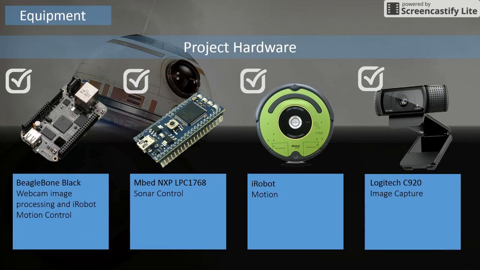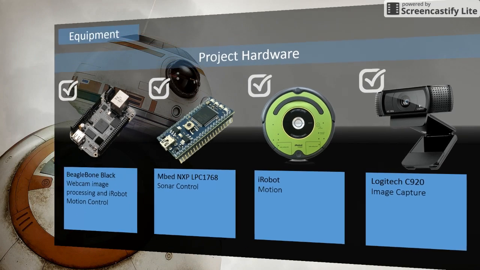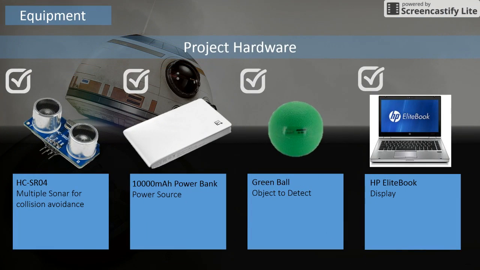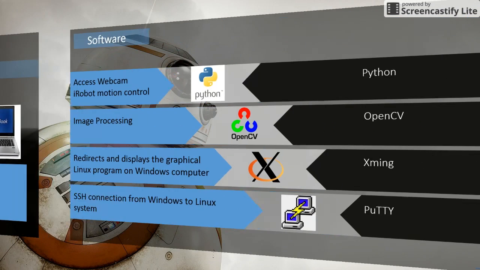Next slide is to show the equipment. We are using BeagleBone Black for webcam image processing and iRobot motion control. We're using Embed for sonar control. We're using iRobot for motion, and we are using Logitech C920 for image capture. More equipment is multiple sonar for collision avoidance, power bank, the green ball, which is the object we're gonna detect, and the display, basically the laptop to display the screen.